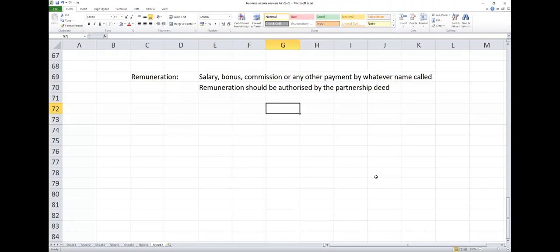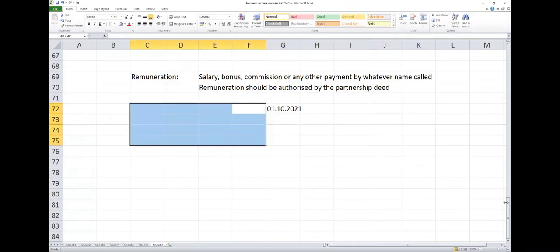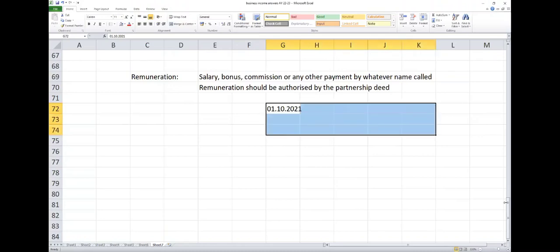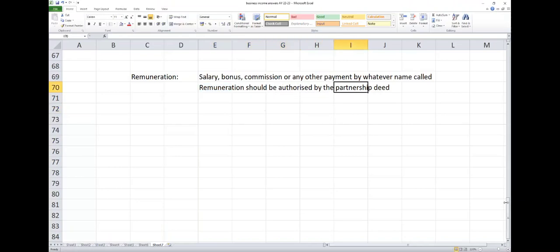Suppose the partnership deed authorizes payment of salary only from 1st October, then 40B will apply only from 1st October. Before that, all this will be disallowed. So the remuneration paid to partners should be authorized by the deed. If salary is paid before that, we will disallow it as unauthorized payment.